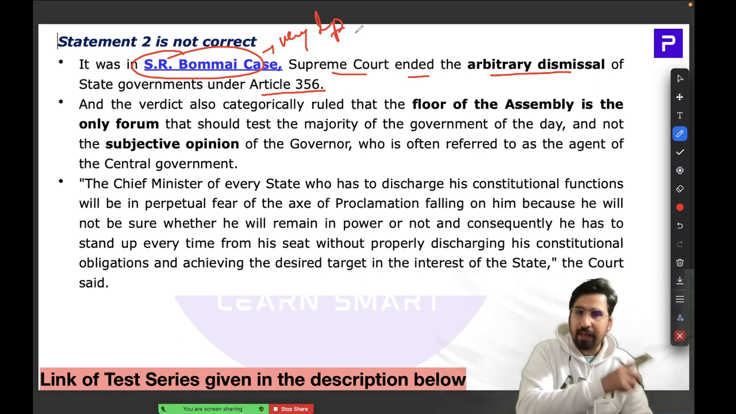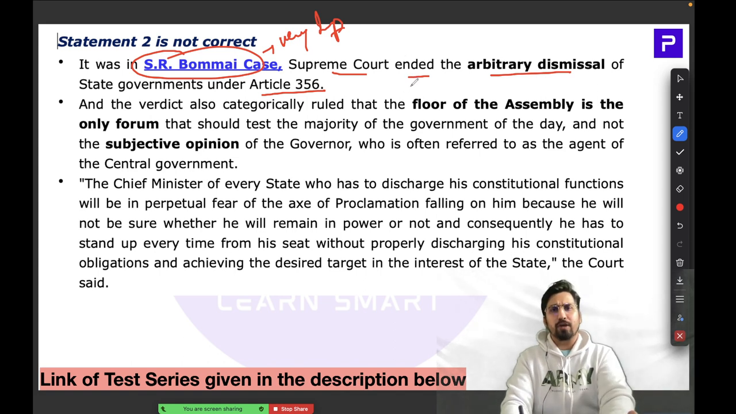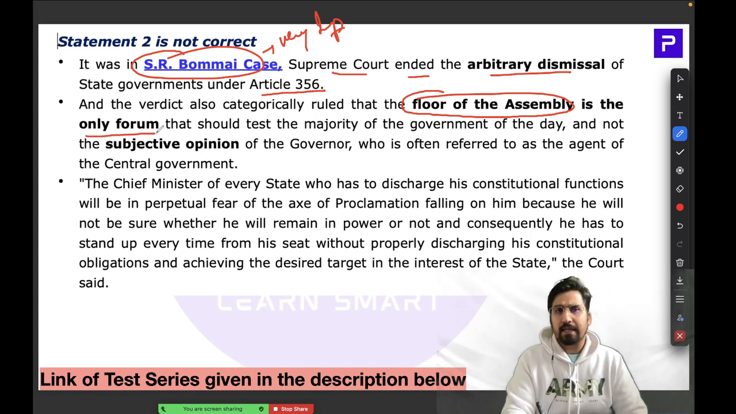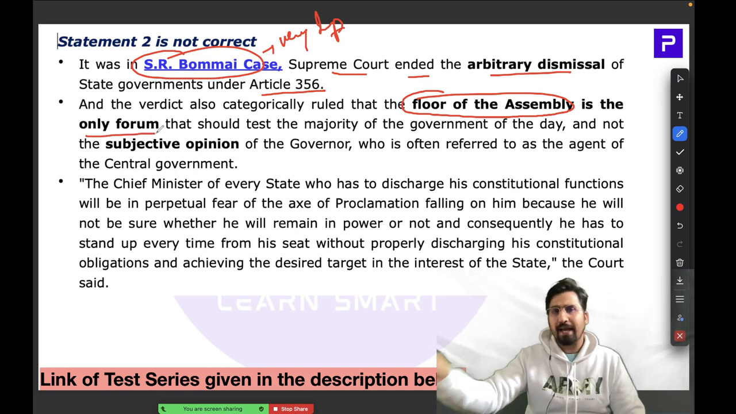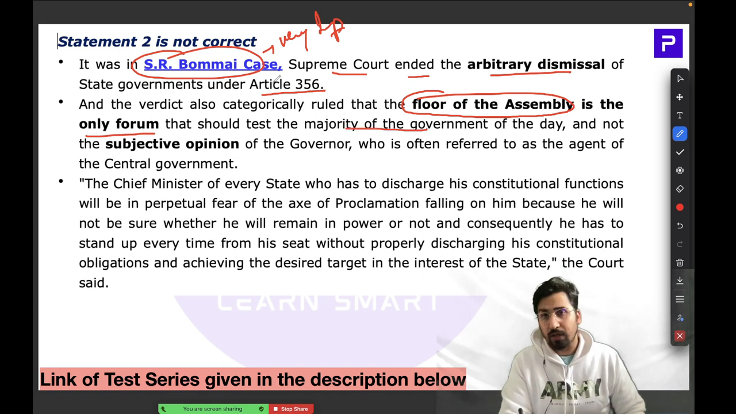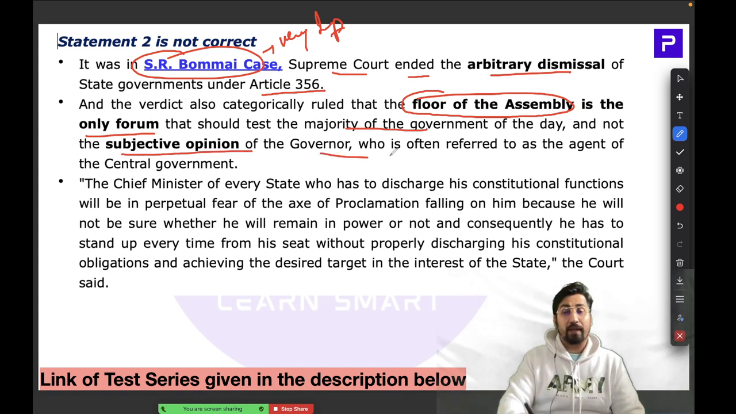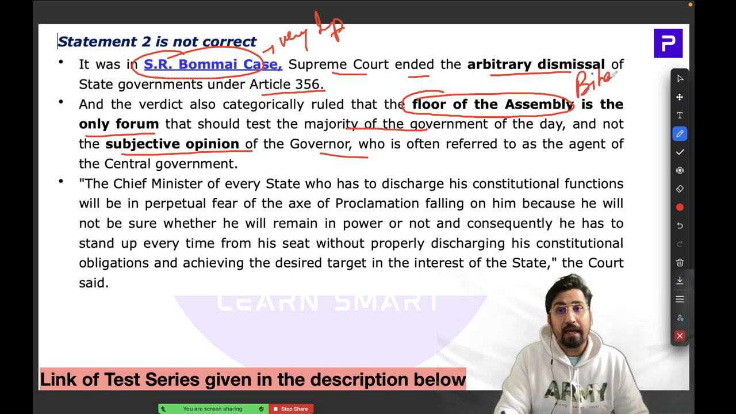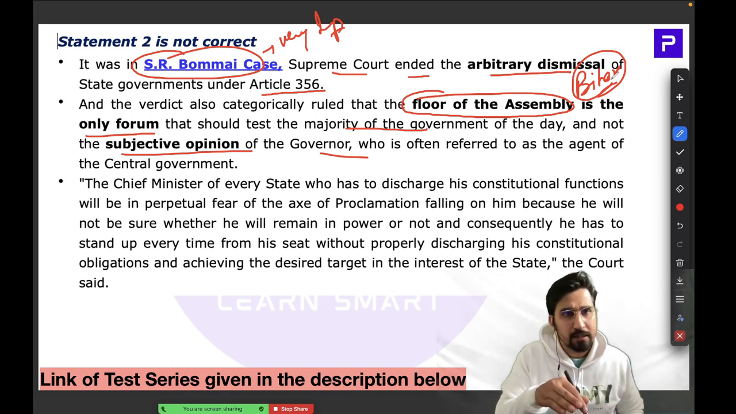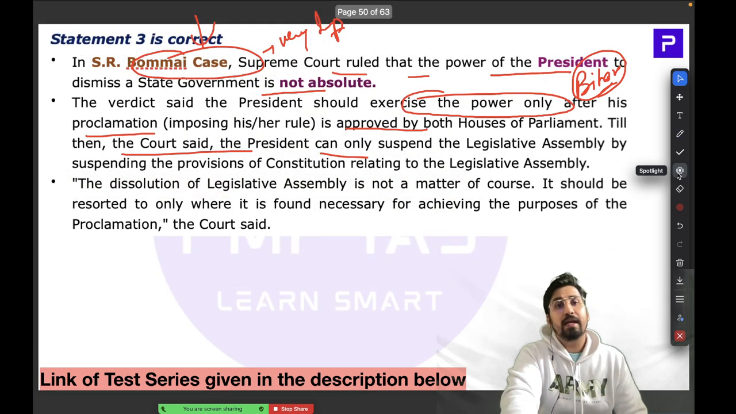And it was the SR Bommai case only which categorically ruled that if there is any confusion with respect to the state government, only the floor test of the assembly is the best way to decide if the government has a majority or not. The majority and the state government's future is not going to be decided by the subjective opinion of the governor. There has to be a floor test. And a very recent example we have seen is the Bihar floor test. I hope you got this meaning. This case is very important, guys. SR Bommai case is a landmark judgment in terms of this.